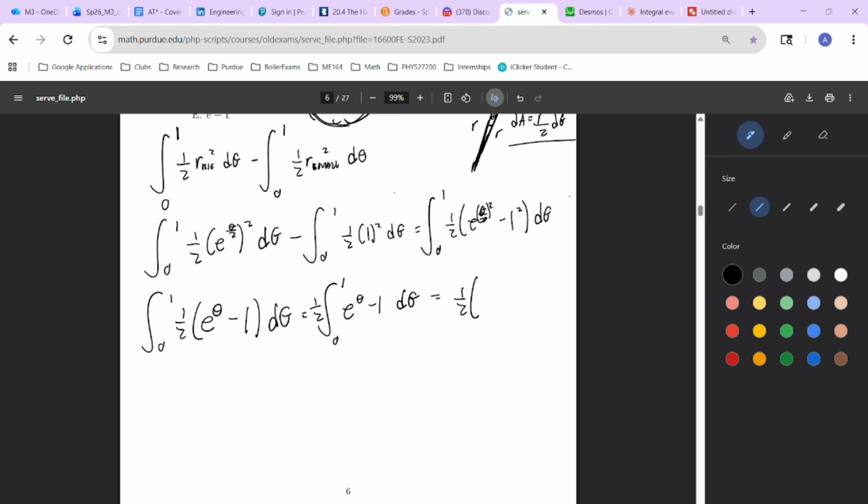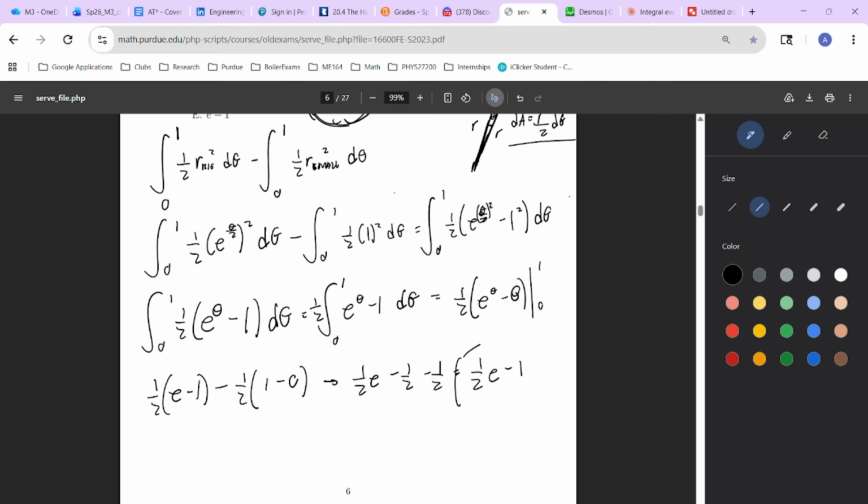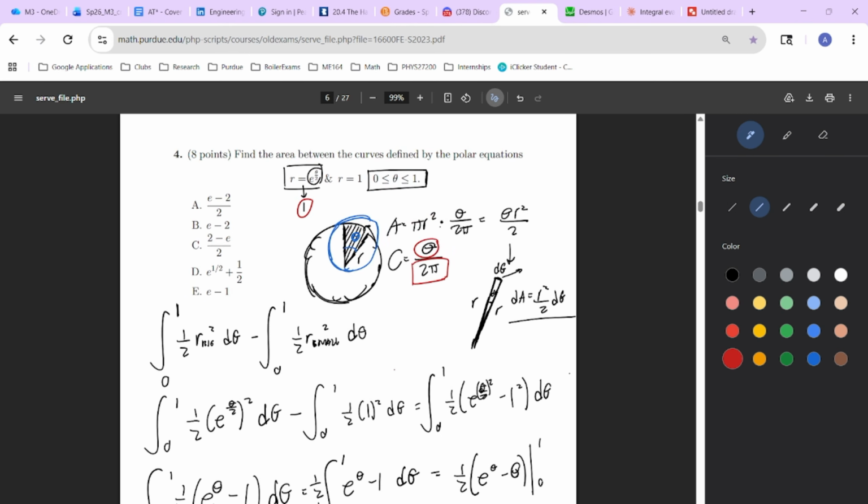That'd be 1/2 multiplied by e to the theta minus theta from 0 to 1. That'd be 1/2 multiplied by e minus 1 minus 1/2, 1 minus 0. That'd be 1/2 e minus 1/2 minus 1/2. That would simplify out to become 1/2 e minus 1. This would be your final answer.